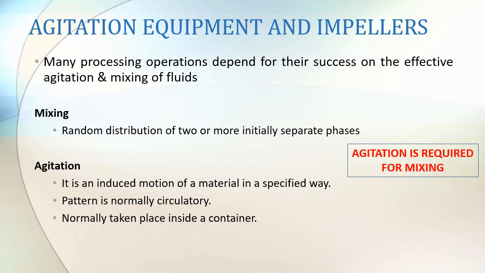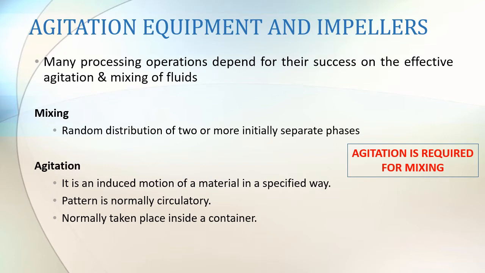they are related. First of all, mixing can be defined as the random distribution of two or more initially separated phases. For example, the easiest example that we can take is, let's say you have a glass of water and you want to add sugar to it. Initially your water is a separate phase and the sugar is a separate phase. By mixing it together, you are creating a random distribution between the water and the sugar.